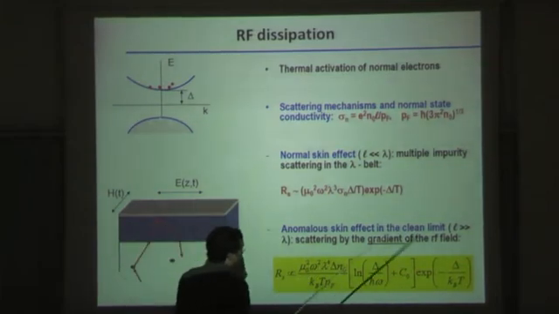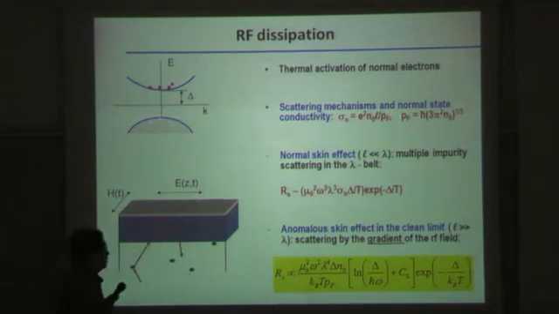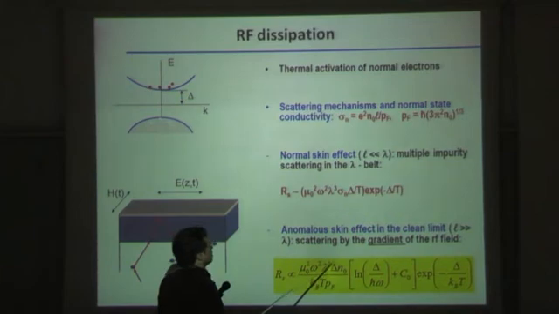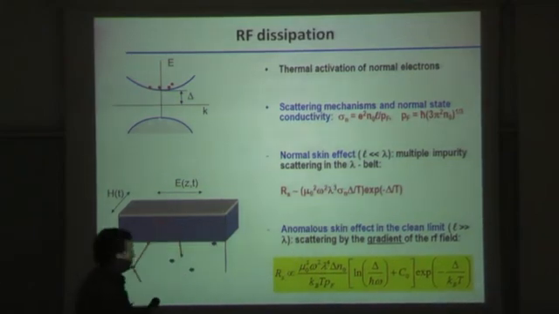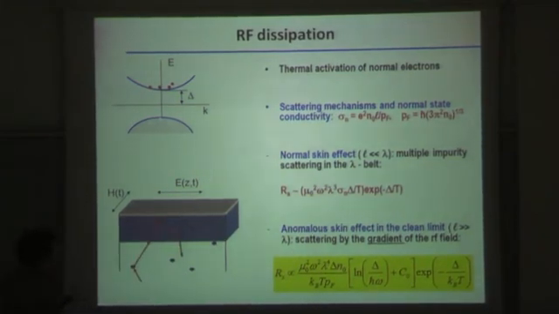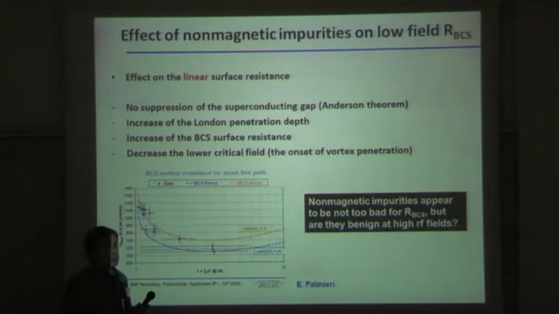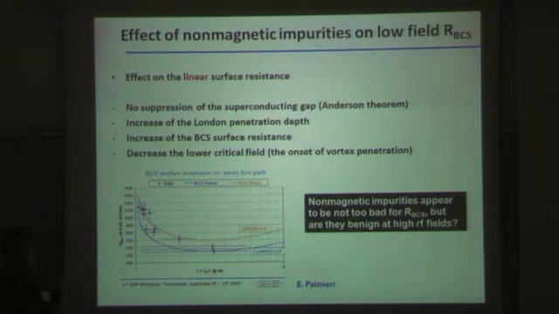And here's a formula from Bardeen and Mattis and many others. It's proportional to lambda to the fourth instead of lambda cubed here. So in the clean limit, basically the impurities are not important, and non-magnetic impurities also don't affect the superconducting gap. There's an Anderson theorem which tells us that non-magnetic impurities don't suppress the superconducting gap. So the superconducting gap stays the same as we change the impurity concentration.